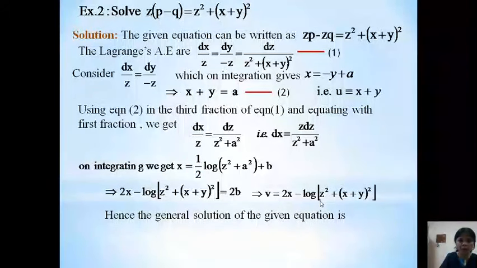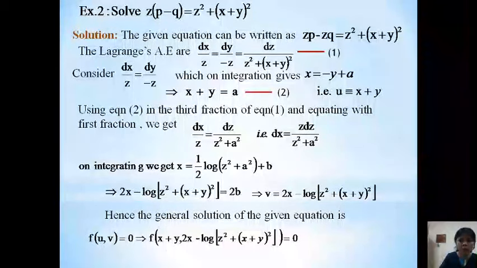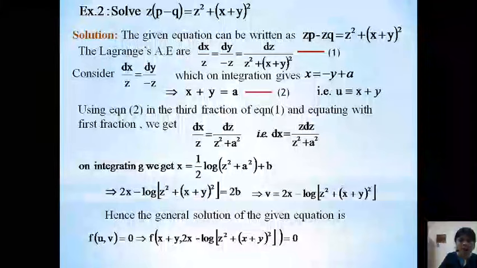So we will now write the general solution. The general solution is f of u v equal to 0, put u and v, you will get the desired solution of the given partial differential equation.